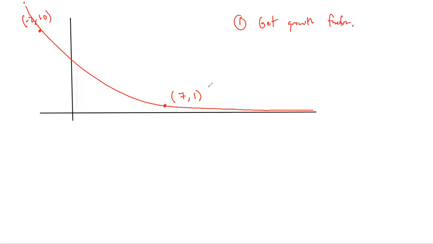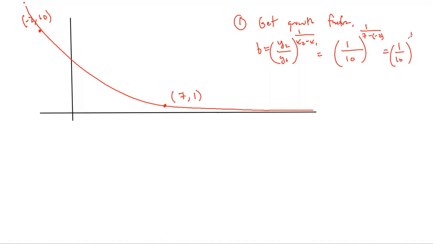And so let's do that. So we're going to have b is equal to (y2 over y1) raised to the 1 over (x2 minus x1). And let's just begin plugging in. We'll have 1 over 10 raised to the 1 over (7 minus a negative 2). And so we'll have 1/10 raised to the 1/9. So that's our growth factor for this red curve.